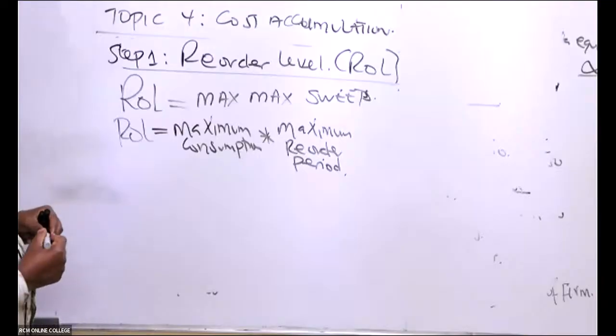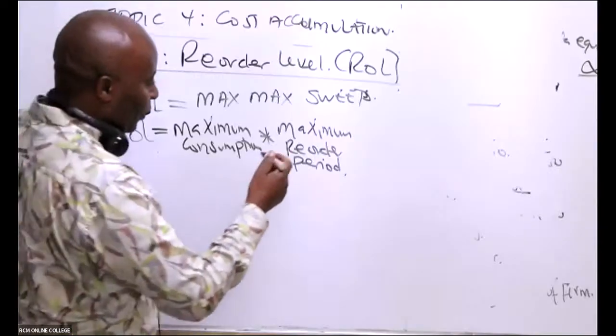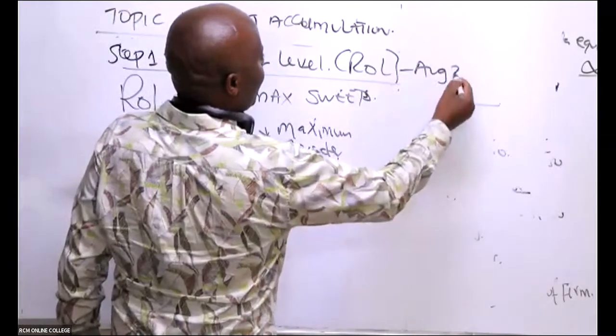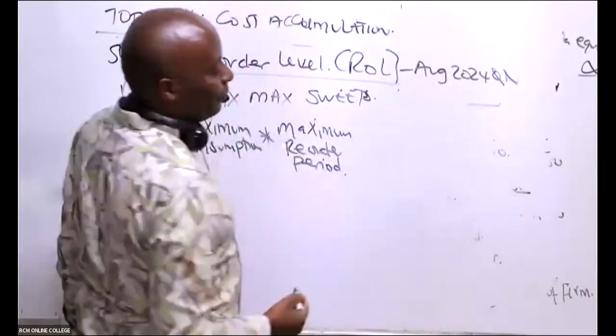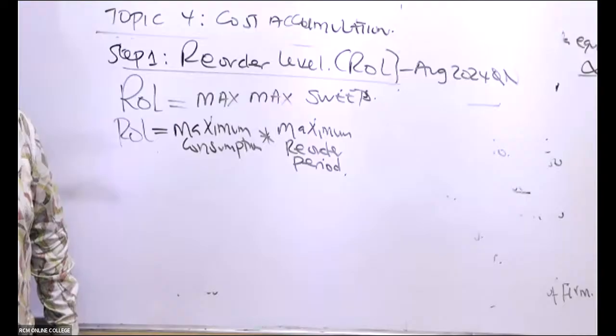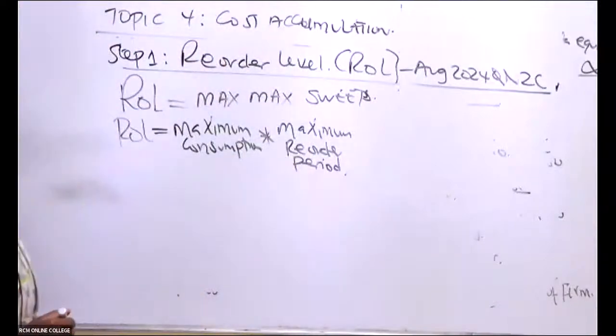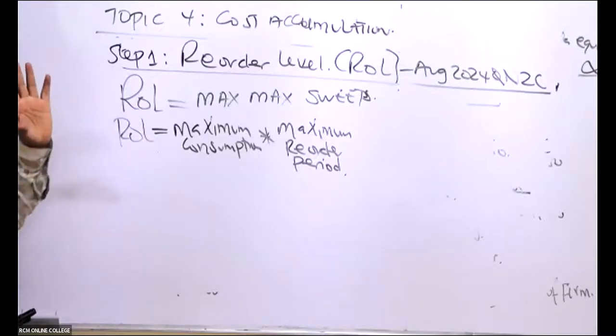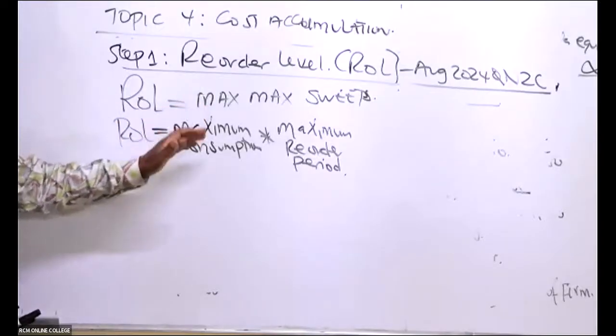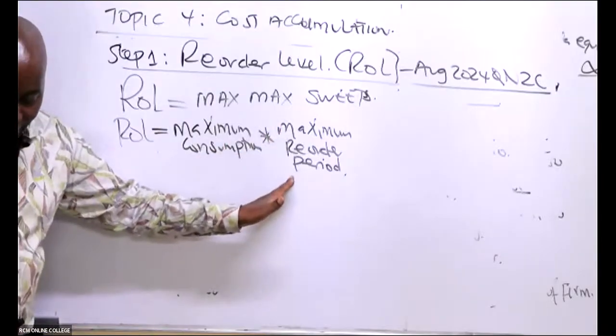So anytime they want us to give them the reorder level, we shall always be taking this. It is August 2024, question number 2C. And they want us in this case to give them the minimum and the maximum stock levels. But we're saying that the base of this stock leveling is what we call the ROL. And whenever they talk of ROL, I remember maxi sweets. This will guide me. It is maximum consumption times maximum reorder period.